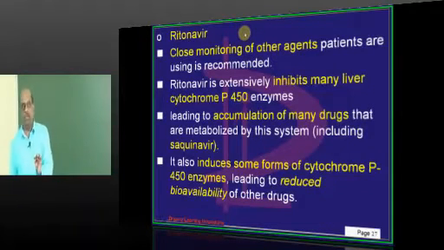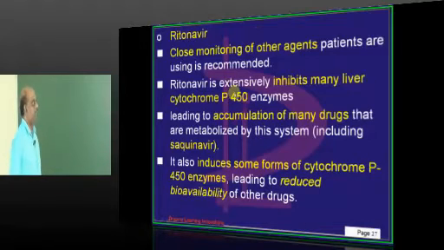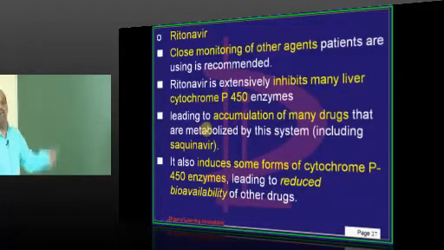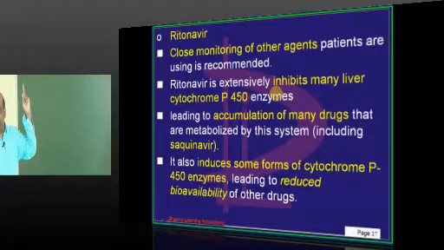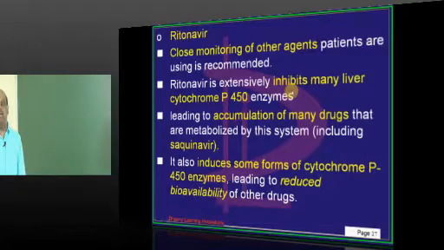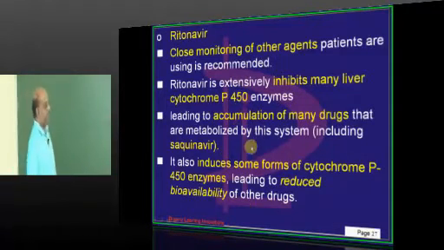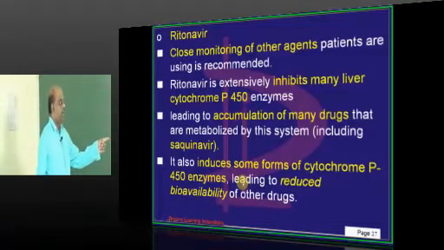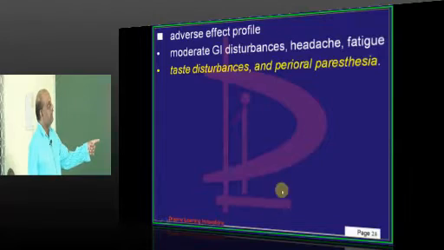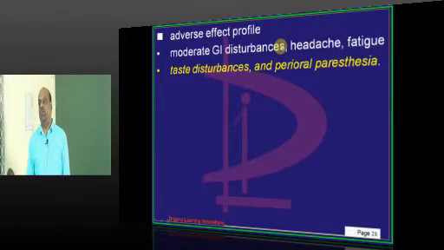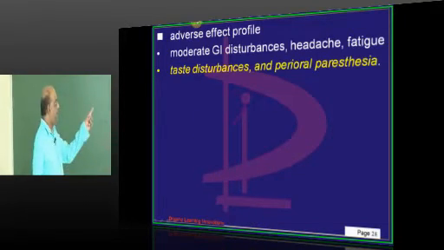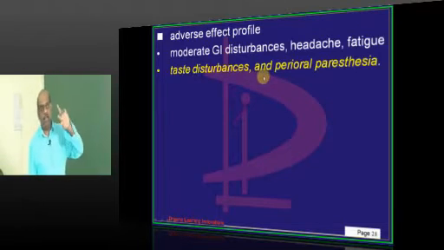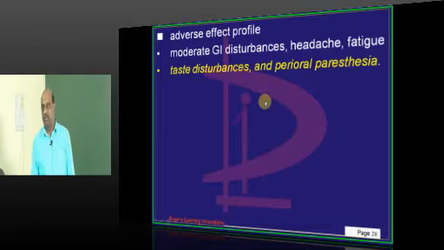Then ritonavir. Always when you give ritonavir, you must monitor closely because it inhibits cytochrome P450. So why do you combine saquinavir with ritonavir? Since ritonavir inhibits the P450, saquinavir is less metabolized, so its bioavailability improves. Hence we combine saquinavir with ritonavir. And what is the main side effect profile of ritonavir? Perioral paresthesia and taste disturbances. These are the commonly asked questions about ritonavir's side effects.